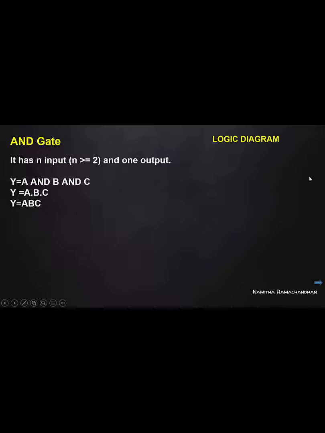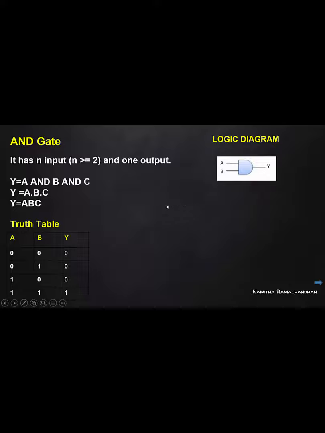So, the logic diagram of this AND gate is this one. This is the symbol or the logic diagram representing AND operation. This is a 2 input AND gate and it generates a single output. And for this 2 input AND gate, the truth table is like this. This truth table indicates the operation of this AND gate.